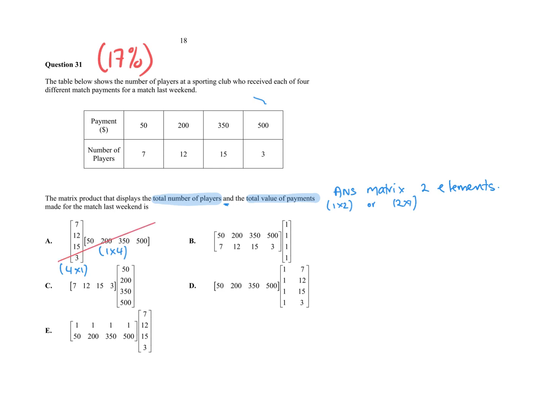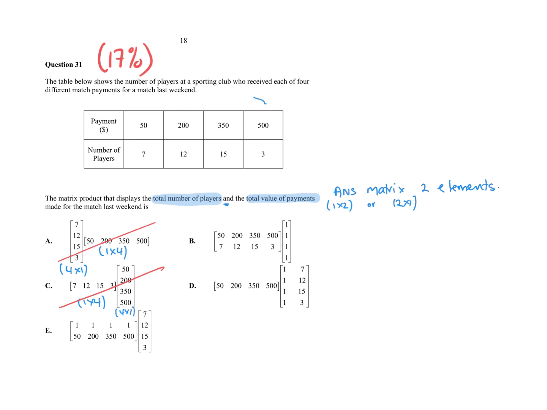And then I can look at the one underneath. This is a 1 by 4 with a 4 by 1. It's going to be a 1 by 1 answer. That's not what I want. So I'm going to get rid of that one.